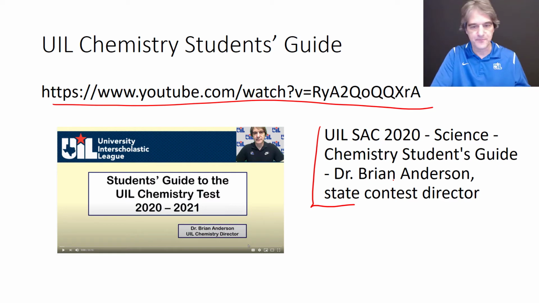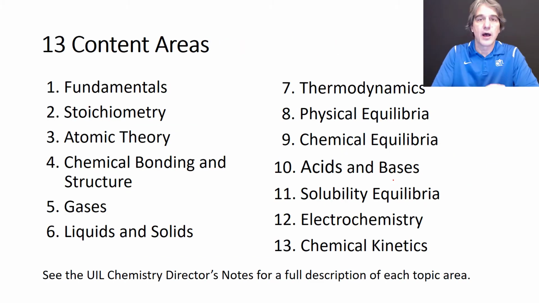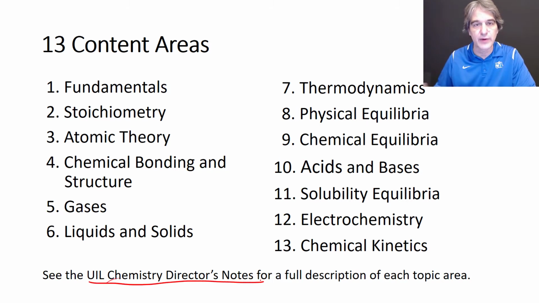All right, so a little bit of background on the test. There are 13 different content areas. These content areas, if you want a breakdown of exactly what's in each one, see the UIL Chemistry Director's Notes. You can just Google UIL Chemistry Director's Notes or Google UIL Science, and you'll find a link on that page. And it has a complete breakdown of everything that's in each one of these 13 areas, and that's all of the content area that you'll find on the UIL Science test.